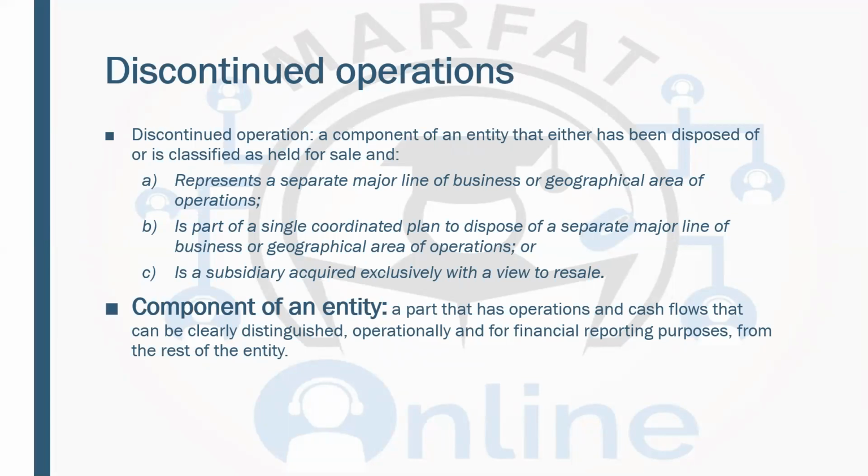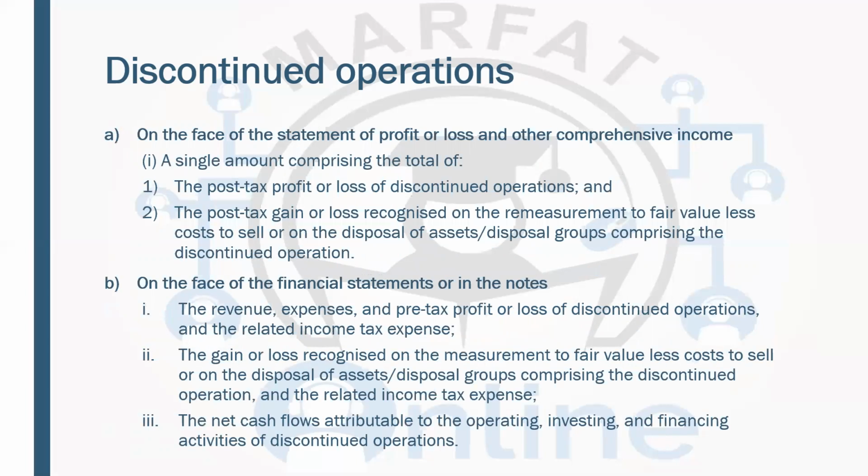Because it is very vital information for the shareholder. They should know that this portion of profit is coming from those assets which will not be available in future. This portion of profit is coming from a subsidiary which will be sold in the future. So discontinued operation is a component of an entity that either has been disposed of or is classified as held for sale. So for the shareholders, you make a separate disclosure for it so that they can understand that, okay, this portion will not be available in the next or the prospective accounting period.